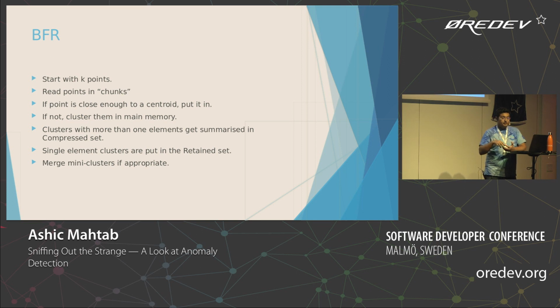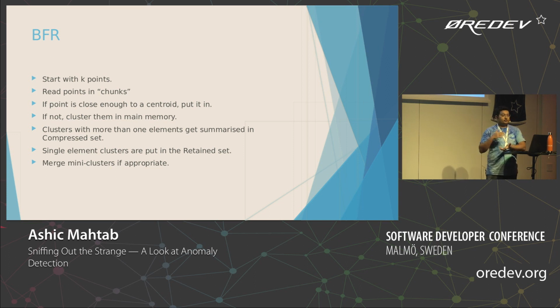We still keep the summaries. The summaries are very important, but we don't need to hold on to data for every single data point. That's where we save a ton of memory. OK, so if it's close to a centroid, we just put it in. If it's not close enough to a centroid, then we cluster them in main memory.